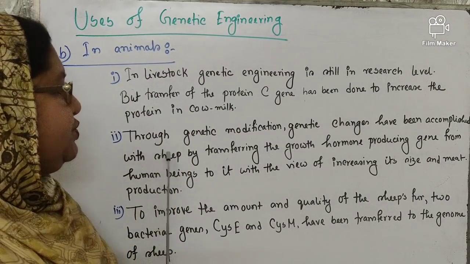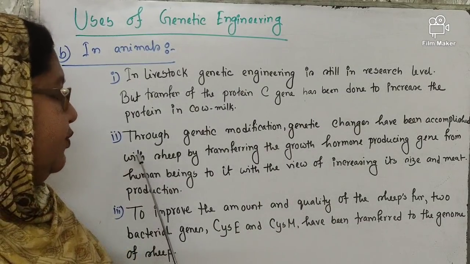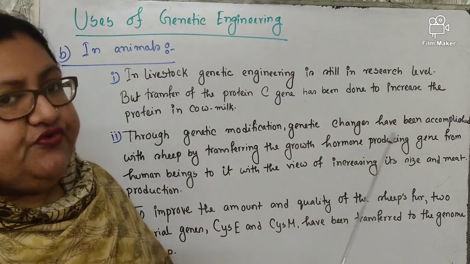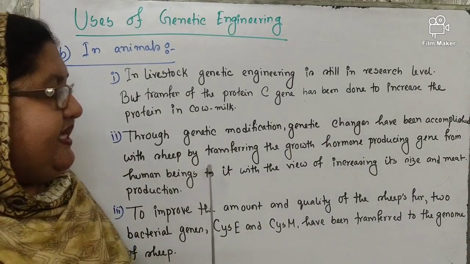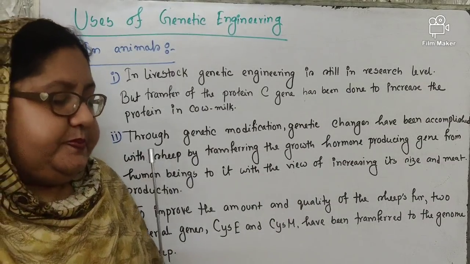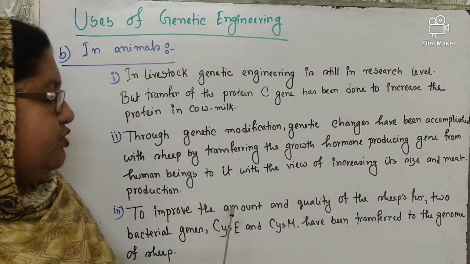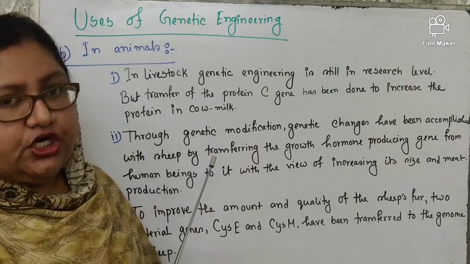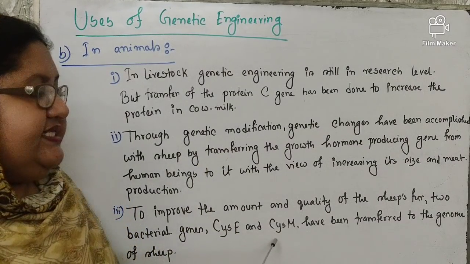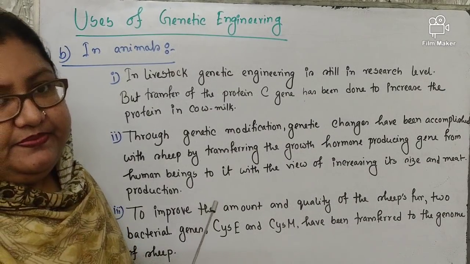Next point, through genetic modification, genetic changes have been accomplished in sheep by transferring the growth hormone producing gene from human beings to it, with the view of increasing its size and meat production. Next point, to improve the amount and quality of sheep fur, two bacterial genes, one is cis-E and another one is cis-M, have been transferred to the genome of sheep.